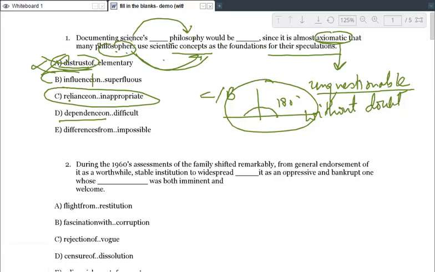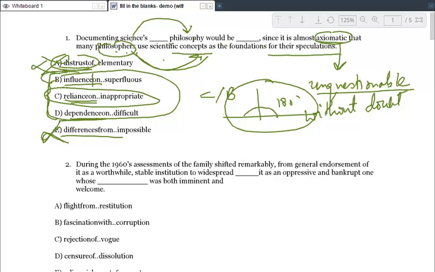Dependence on, reliance on, influence on, all are positive because there is a positive relationship. So I can shortlist B, C, and D. I can eliminate A, and there is no "differences from" because philosophers are relying on scientific concepts. So there cannot be differences from, and therefore I can remove E. I am left with three choices. The first is influence on, the second is reliance on, the third is dependence on.